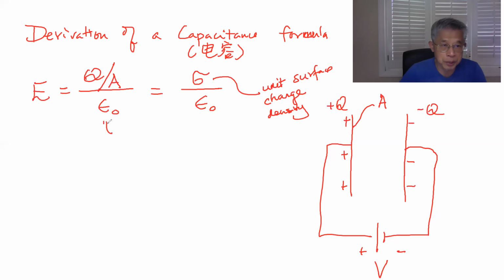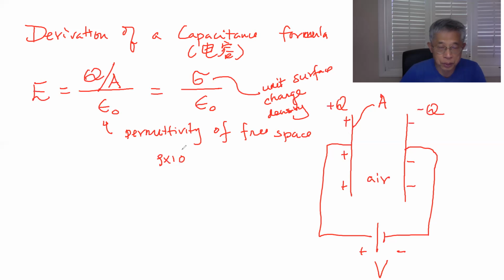And epsilon 0 is the permittivity of free space. So free space here is the air or the vacuum. So this is the air right now. That's equal to 9 times 10 to the negative 12, I believe. Yeah, negative 12. And then the unit is C squared per Newton meter squared. All right. So how are we going to go from here?